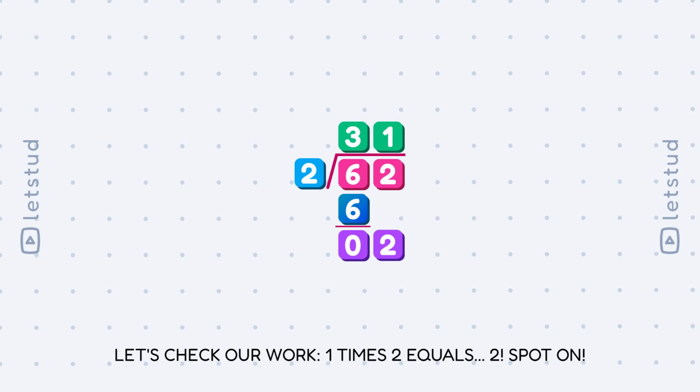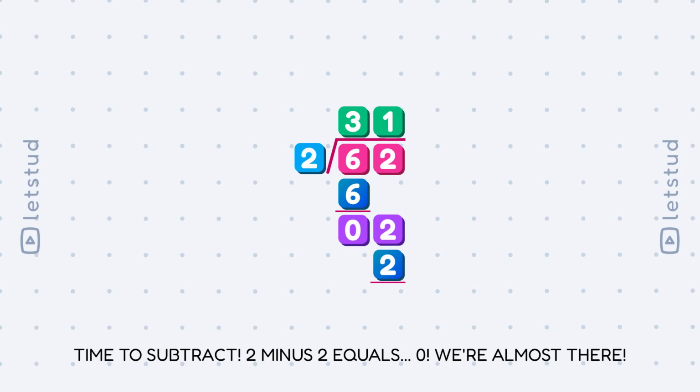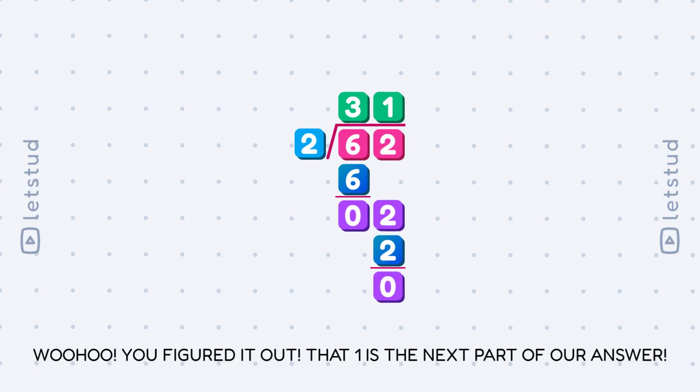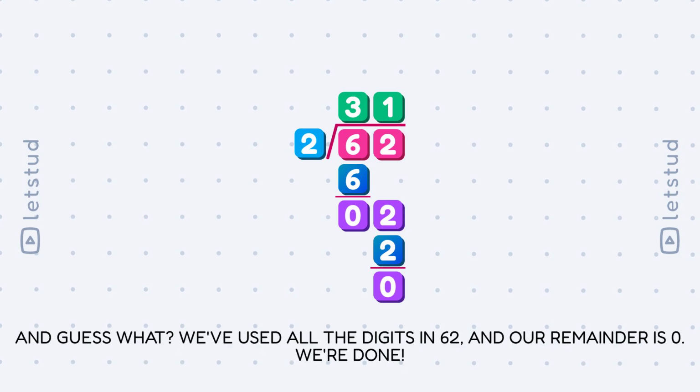Let's check our work. 1 times 2 equals 2, spot on. Time to subtract. 2 minus 2 equals 0. Woohoo, you figured it out. That 1 is the next part of our answer. And guess what? We've used all the digits in 62 and our remainder is 0, we're done.